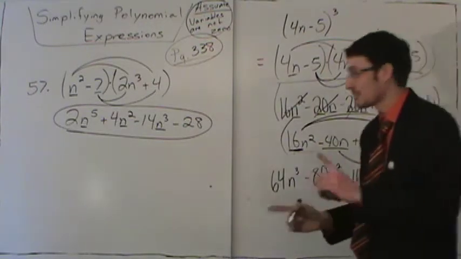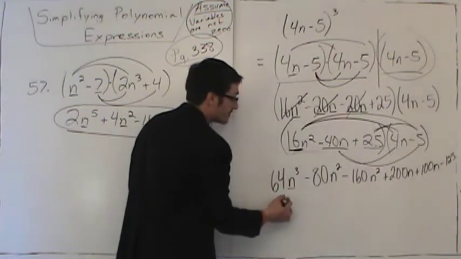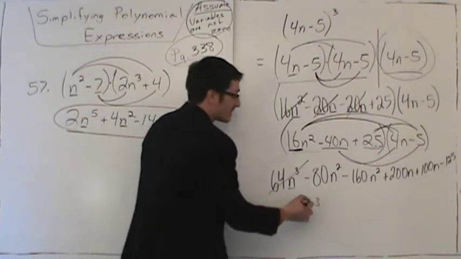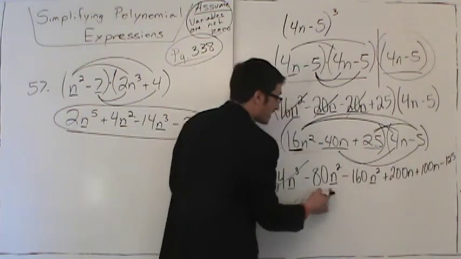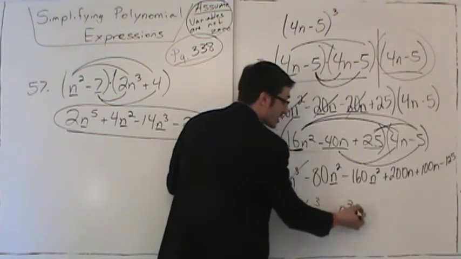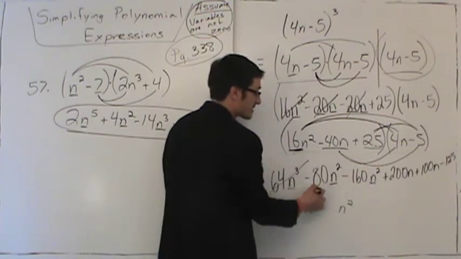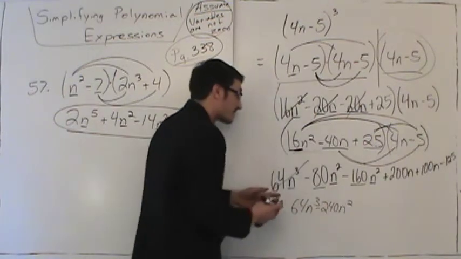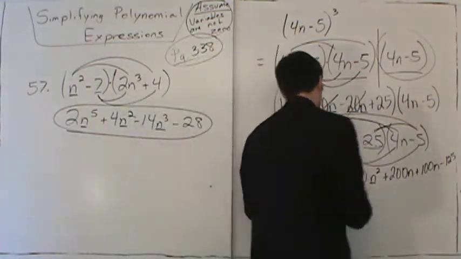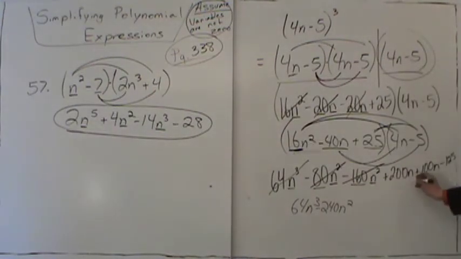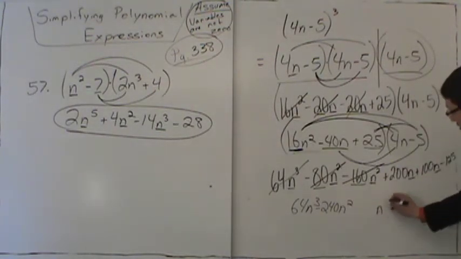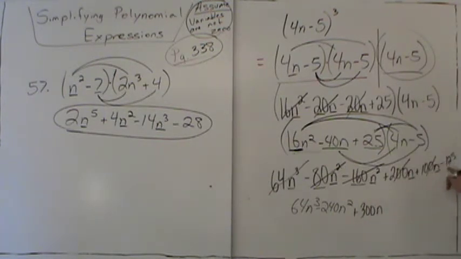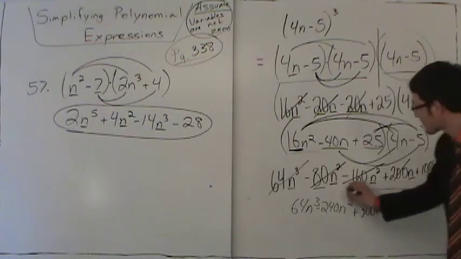And now we're done multiplying, now we're adding. Does anything match n cubed? No. So we write 64n to the third. Cross it out. Does anything match n squared? Yes, we have n squared here. So the n squared does not change because we're adding negative 80 minus 160. Since the signs are the same, add. This is negative 240n squared. Cross these out. Now, the n terms match, so the n will not change. 200 plus 100 is 300n. Okay, cross these out, and then we have a minus 125 on the end. And this is fully simplified.